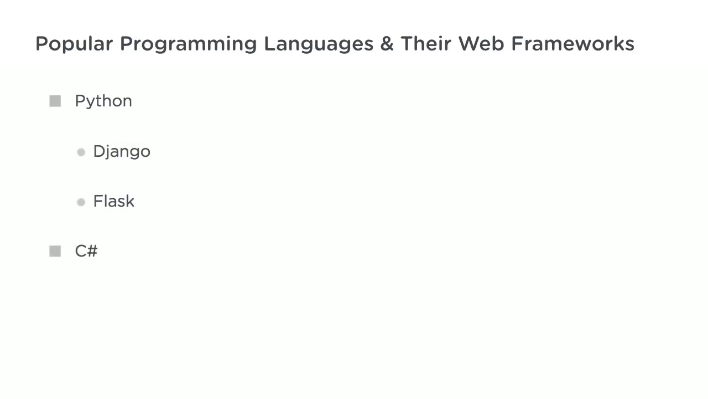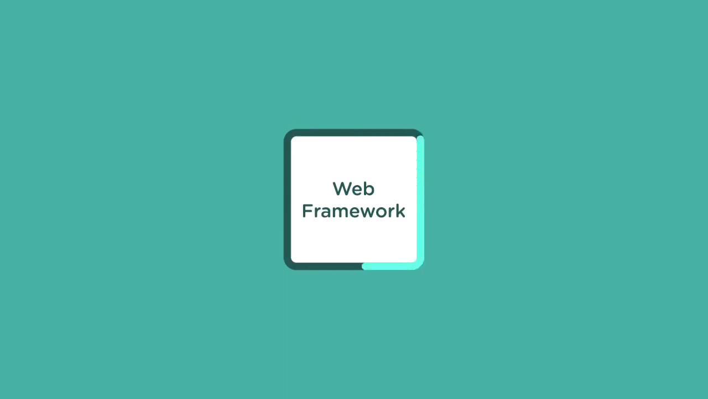C# was originally developed by Microsoft as an alternative to Java. If you're going to be working in the Microsoft ecosystem, you're going to want to learn C#. Popular C# web frameworks include ASP.NET MVC and ASP.NET Core. The web framework then coordinates the rest of the process of handling the request.